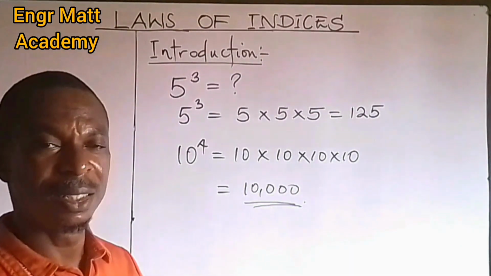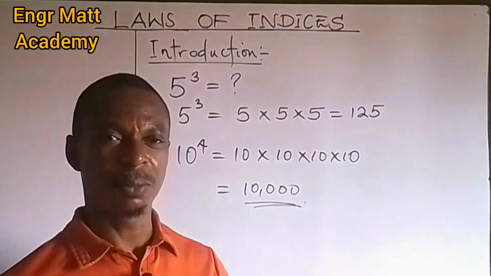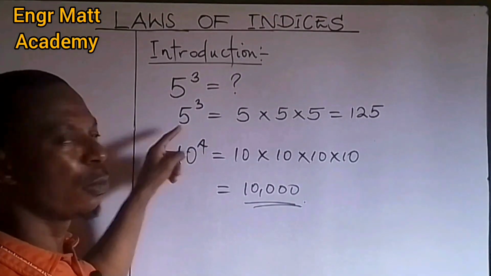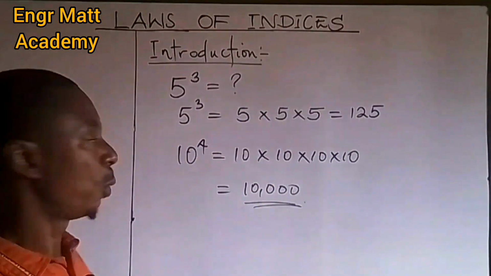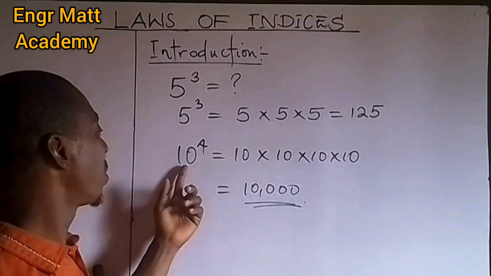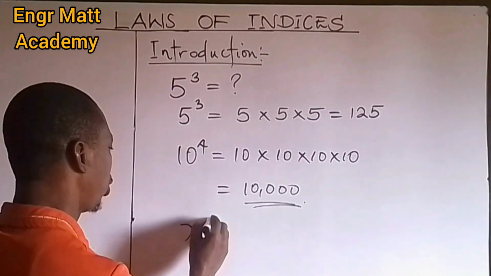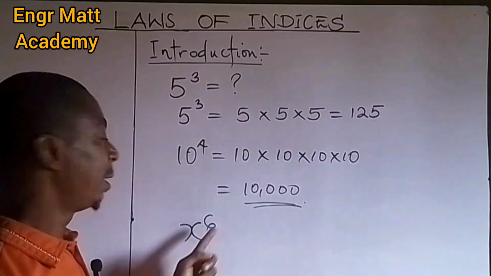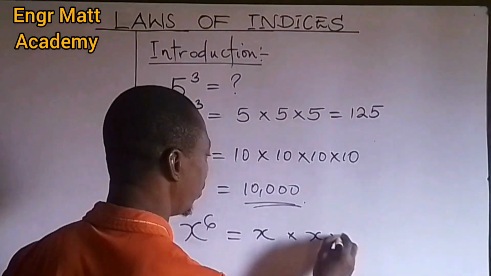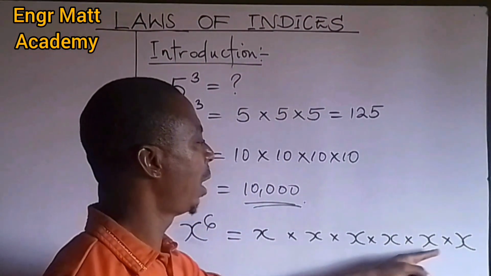So what are indices? Indices are numbers that tell us how many times a number multiplied itself. For instance, 3 is telling us how many times 5 multiplied itself. Also, the number 4 is an index that tells us how many times 10 multiplied itself. What about x raised to the power of 6? This is the base number and this is the index or the power, telling us that x multiplied itself 6 times. 1, 2, 3, 4, 5, 6.